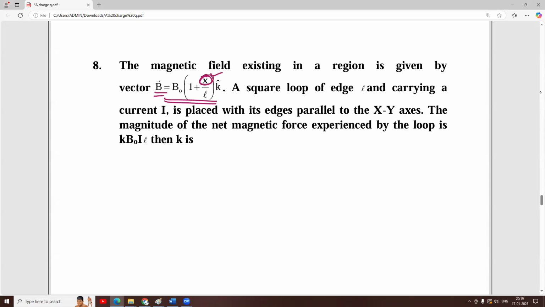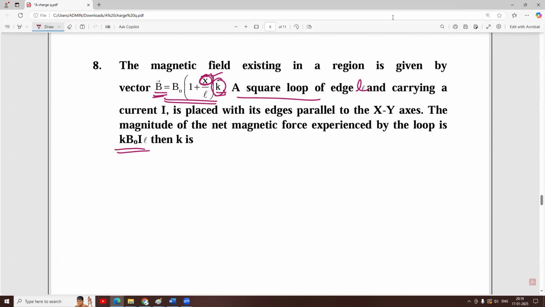As x increases, the magnitude of the magnetic field will go on increasing. But remember, its direction is not along the x-axis, it is along the z-axis, k cap. So the magnetic field is directed along k cap, but its magnitude will go on changing along the x-axis. Next, a square loop of edge L, carrying current I, is placed with its edges parallel to the xy axes. Then the magnitude of the net magnetic force experienced by the loop is k B naught I L.